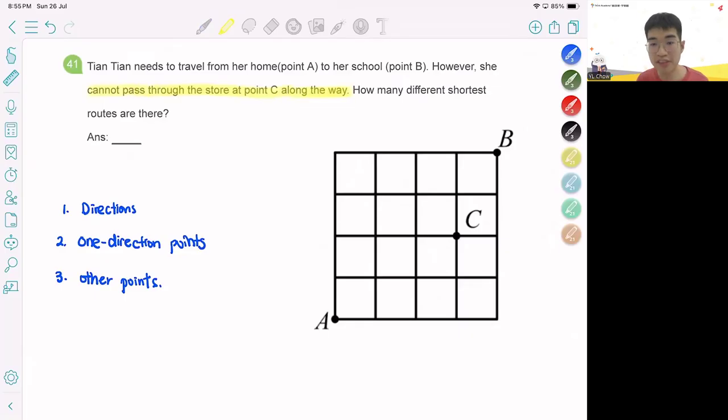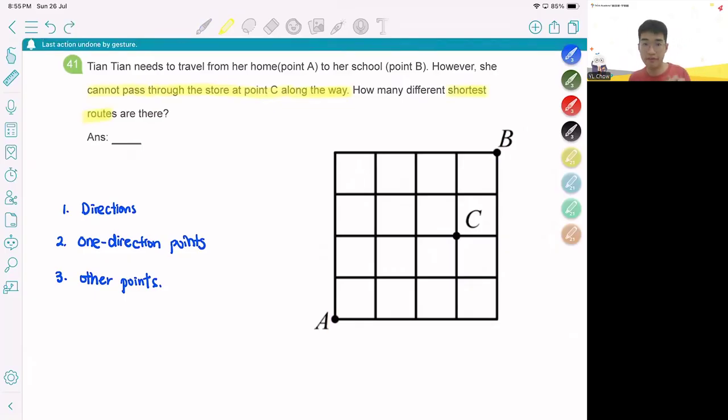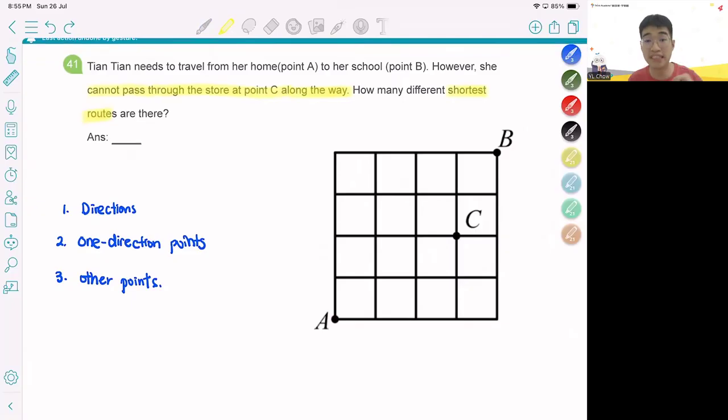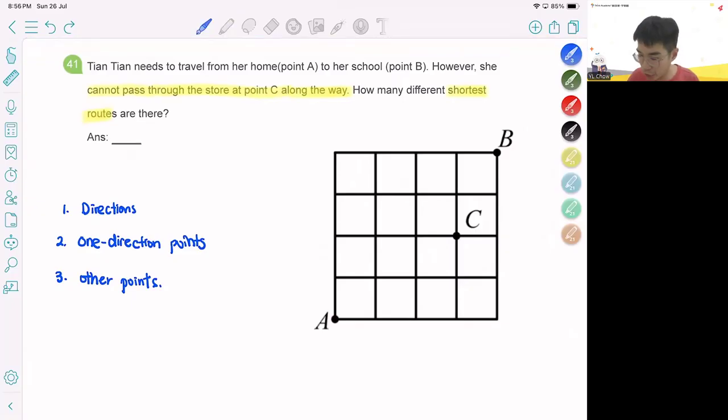Now, to do this question, let's follow the instructions. Number one, if she wants to go from A to B using a shortest route, remember I said, we always move towards the target. That means I should move upward at every point of time instead of downward. I should move rightwards at any point of time, instead of going to the left. We always move towards the goal.